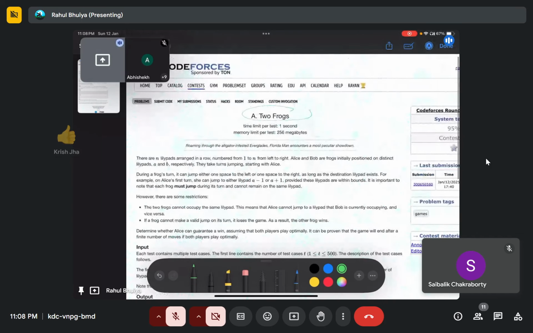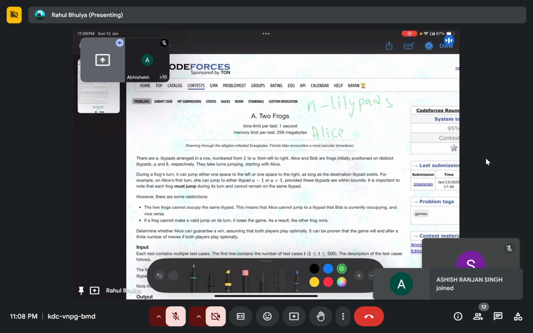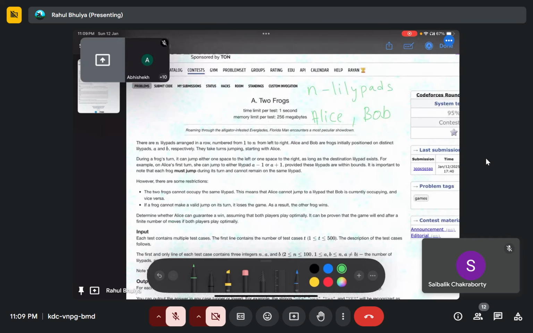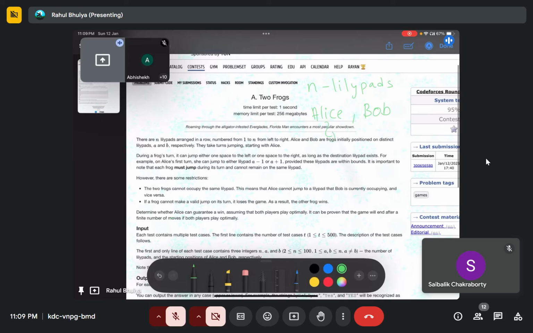So, this is the first question of today's contest. The question name is Two Frogs. Here, the question is given. There are n lily pads. There are two frogs, namely Alice and Bob. They are standing at position A and position B. The n lily pads are at positions one, two, three, up to n. The position of Alice is A and the position of Bob is B.